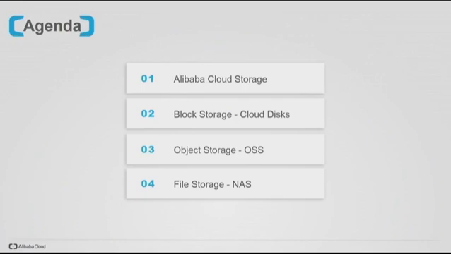So now coming back to the main agenda of this session. What I'm going to talk about is the storage options with Alibaba Cloud, and delve a bit more into details of the 3 main categories: block, object, and file storage. And I'll talk about the offerings we have in terms of these storage categories.